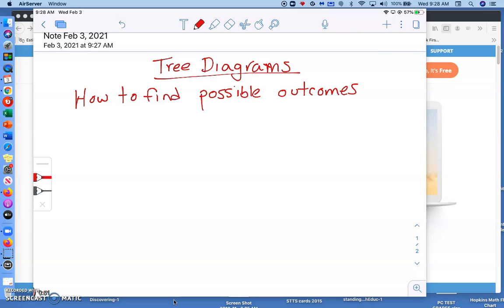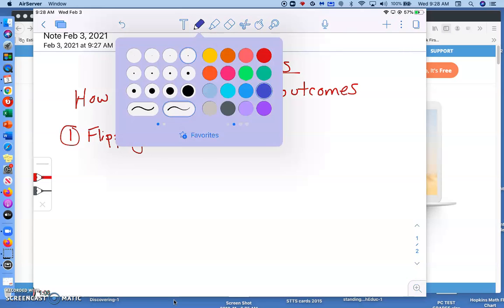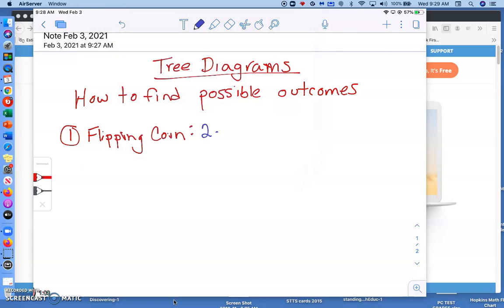So the first question we're going to look at is if you flip a coin, how many outcomes are there? So we'll take a look at flipping a coin. So this is pretty easy. You flip a coin, there's two possible outcomes. You could get a head or tail. But what about, let's take a look at one. What if you flip it twice in a row?